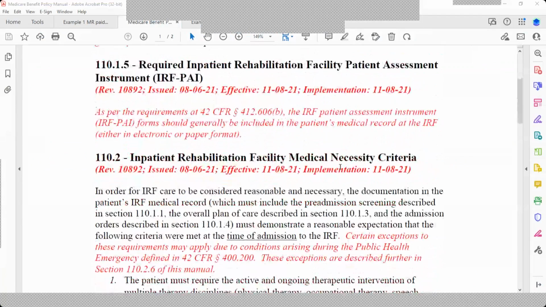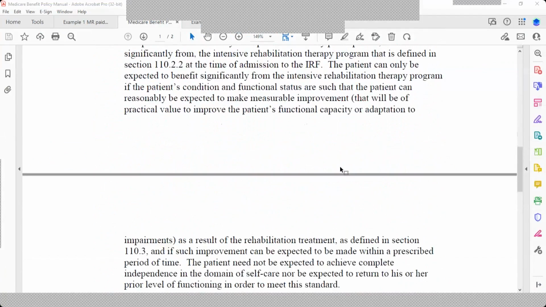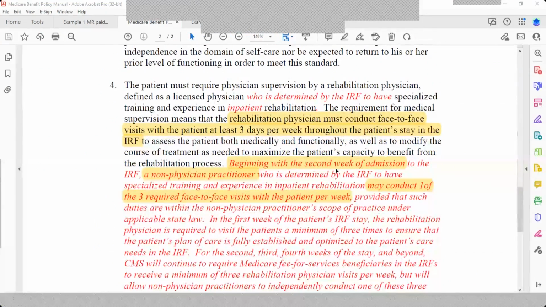Per the IOM 100-02, Chapter 1, Section 110.2 on Sentence 4, the rehabilitation physician must conduct face-to-face visits with the patient at least 3 days a week throughout the patient's stay in the IRF. Beginning the second week of admission, the non-physician practitioner who's determined by the IRF to have special training and experience in inpatient rehabilitation may conduct one of the 3 required face-to-face visits with the patient each week.